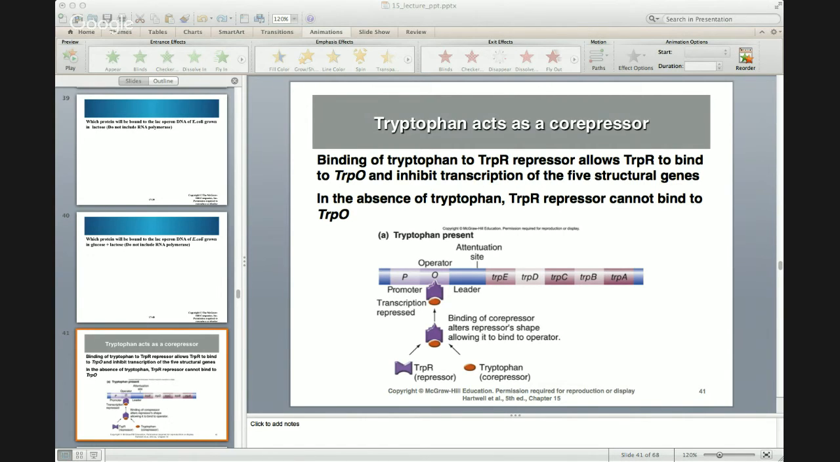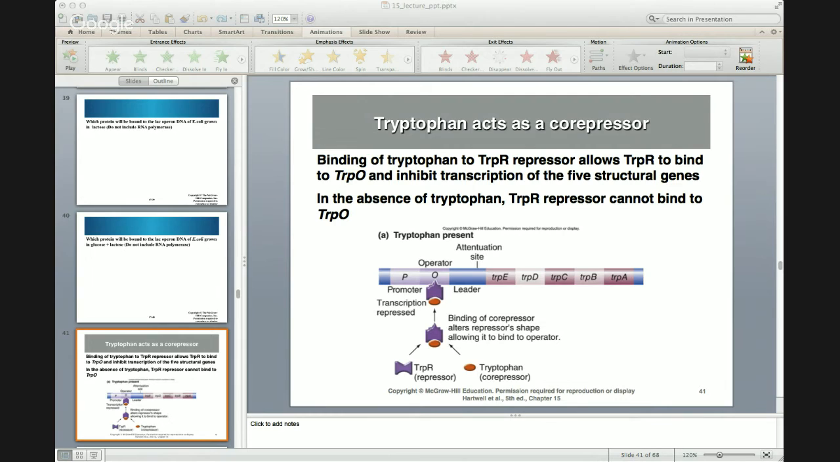So it says binding of tryptophan to the repressor allows the repressor to bind to the operator and inhibit transcription of the structural genes, of the 5 structural genes. In the absence of tryptophan, the repressor is unable to bind to the operator. So when there's no tryptophan present, the operator site remains free, RNA polymerase is able to bind to the promoter site and allow for transcription of the structural genes. These structural genes are necessary for synthesizing tryptophan.